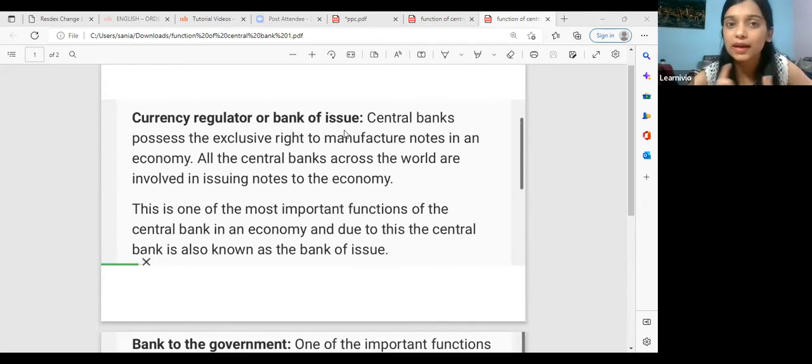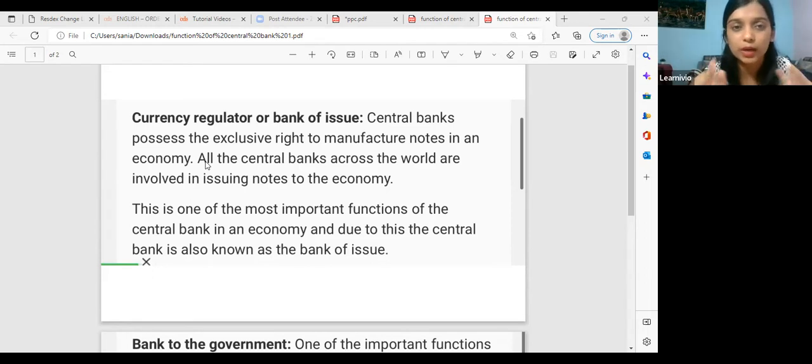So central bank has the exclusive right. If you don't want to write pose, you can write central banks have exclusive right. Exclusive is basically, if I have the right, I am the only person who has this right, I am exclusive. I have the exclusive right. So central bank has exclusive right for what? To manufacture notes or to produce notes, to generate notes in an economy.